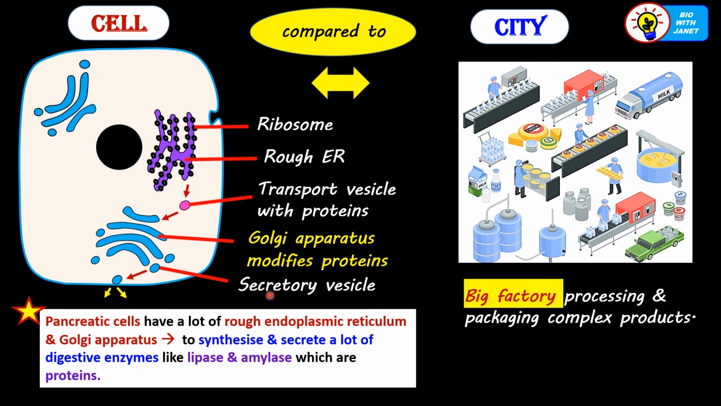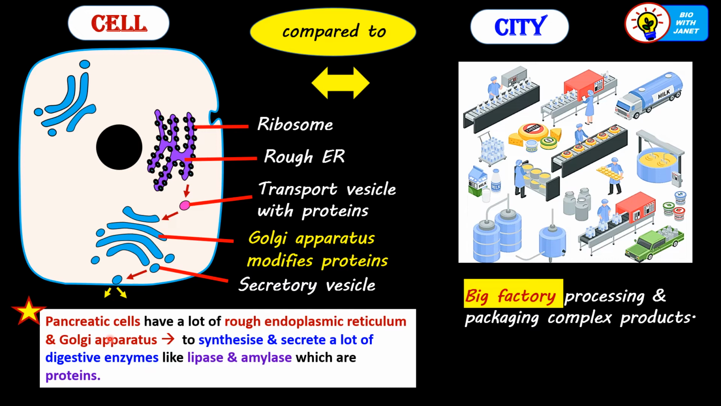And so pancreatic cells, that means certain cells in the pancreas, have a lot of rough endoplasmic reticulum and Golgi apparatus, okay? In order to synthesize the enzymes, right, we need the rough endoplasmic reticulum with the ribosomes and the Golgi apparatus to synthesize the enzymes, and then also to secrete or release the enzymes to the outside of the cell. So this job is done by the Golgi apparatus because it will package the enzymes in secretory vesicles that move to the plasma membrane so that the enzymes like lipase and amylase can be secreted outside the cell. All right? So take note of this.